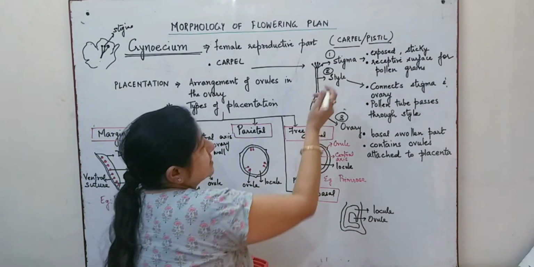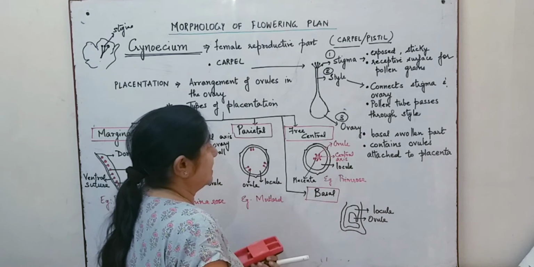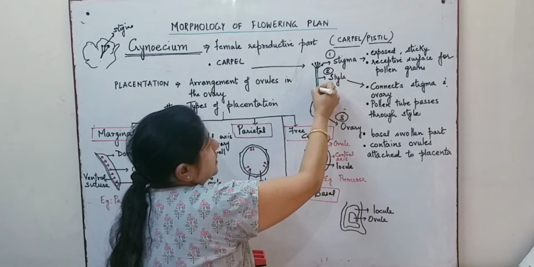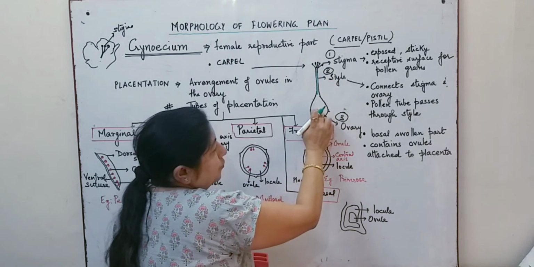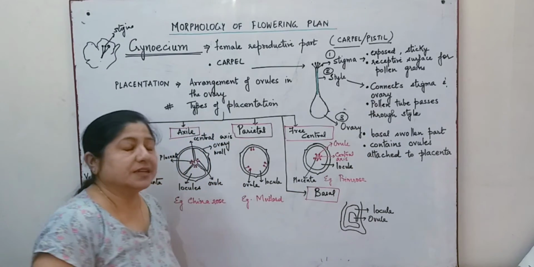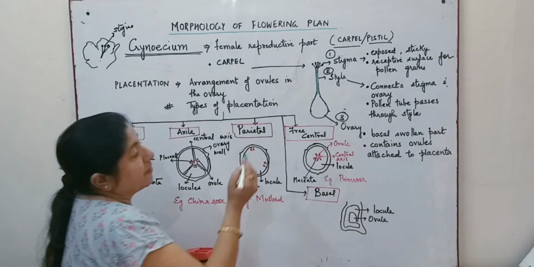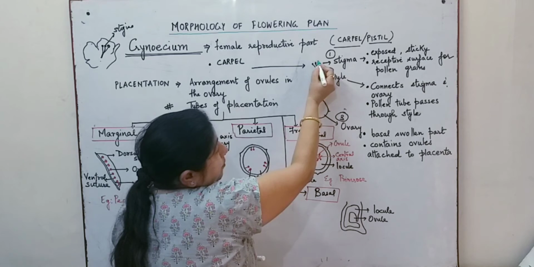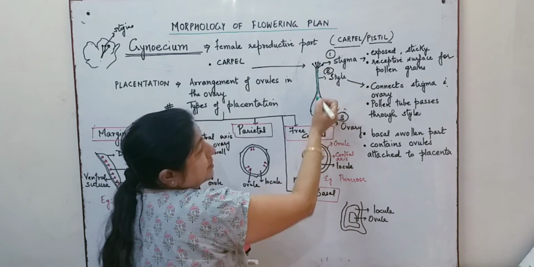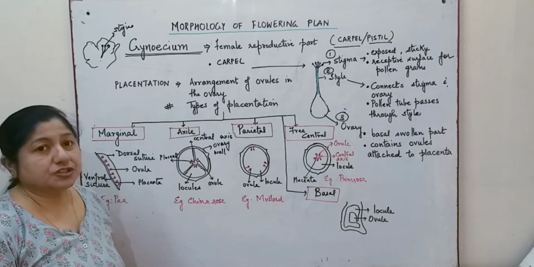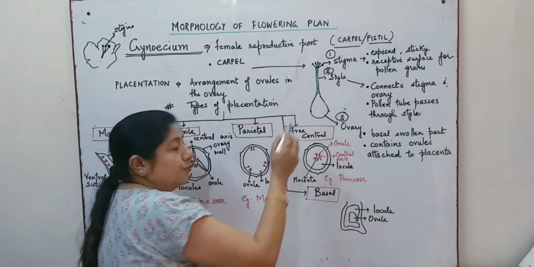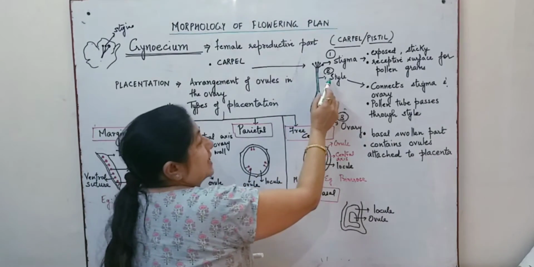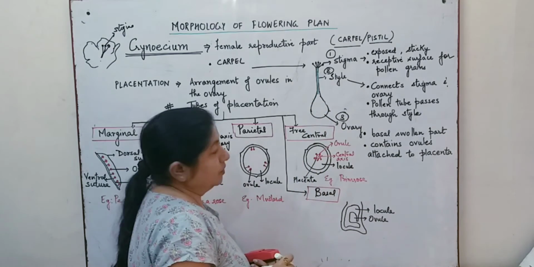The next part, the stigma, leads to the style. The style is a long, narrow tube over here, and it leads to the ovary. So the style connects the stigma and the ovary, and when the pollen grains land onto the stigma, they develop a pollen tube which passes through this style and reaches the lower portion, that is the ovules, where they are present in the ovary. So the style is the connection between the stigma and the ovary.